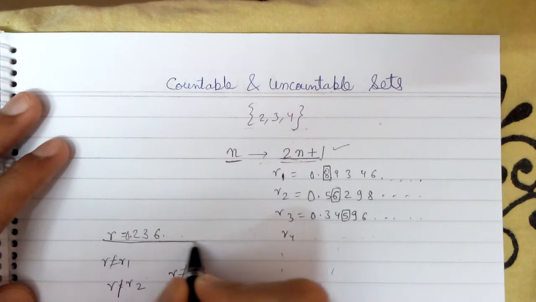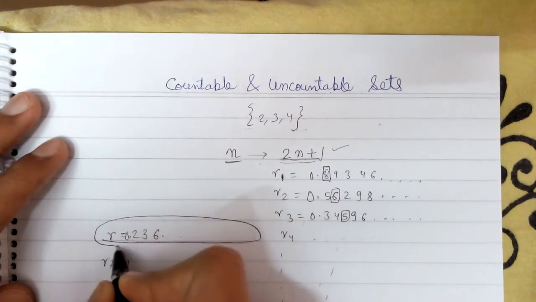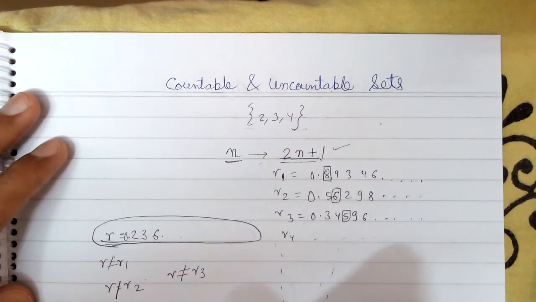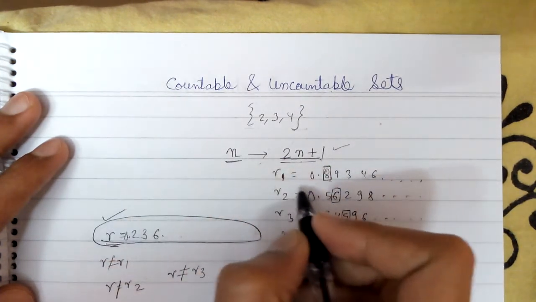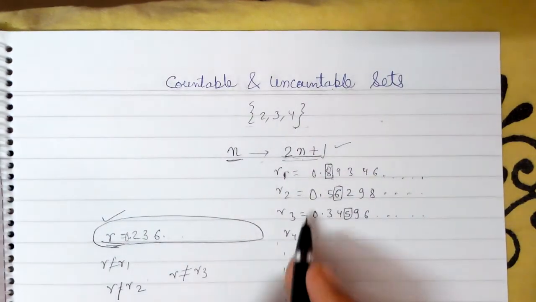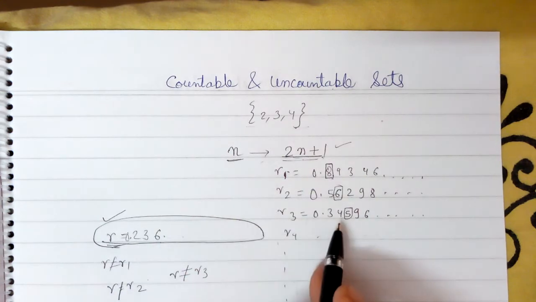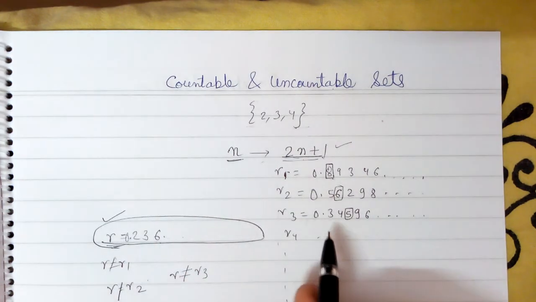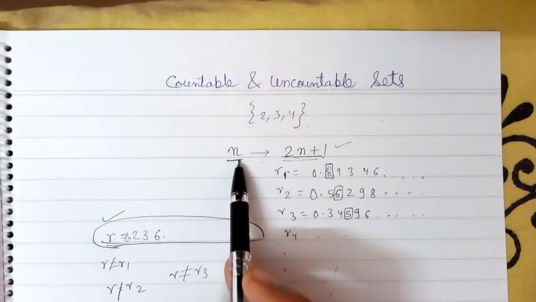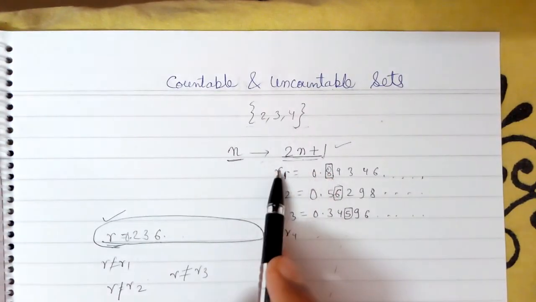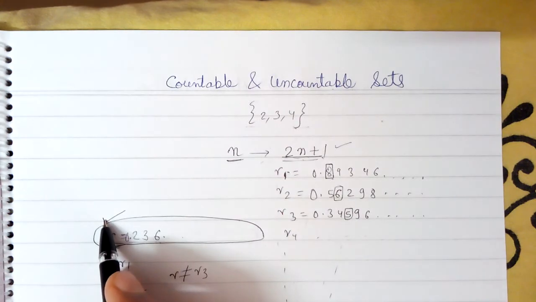So we have effectively created a new real number which is not present in the list of these mappings. So that's why we can say that we have contradicted the assumption that we have obtained a one-to-one mapping, because it will leave out some of the real numbers.